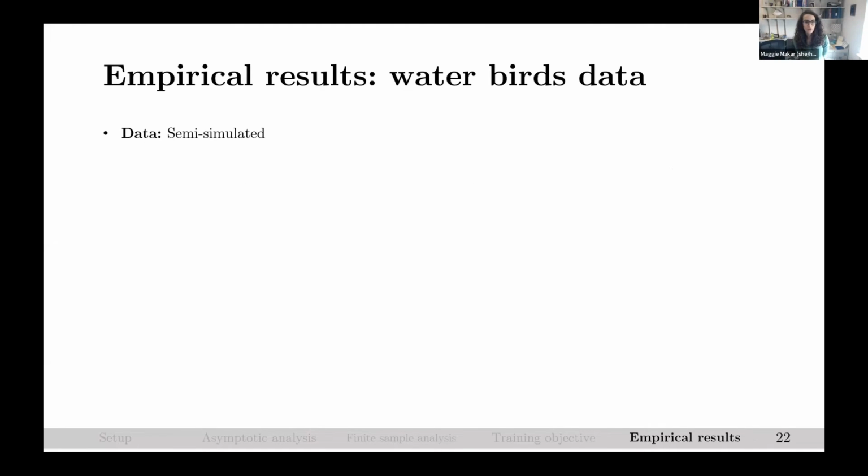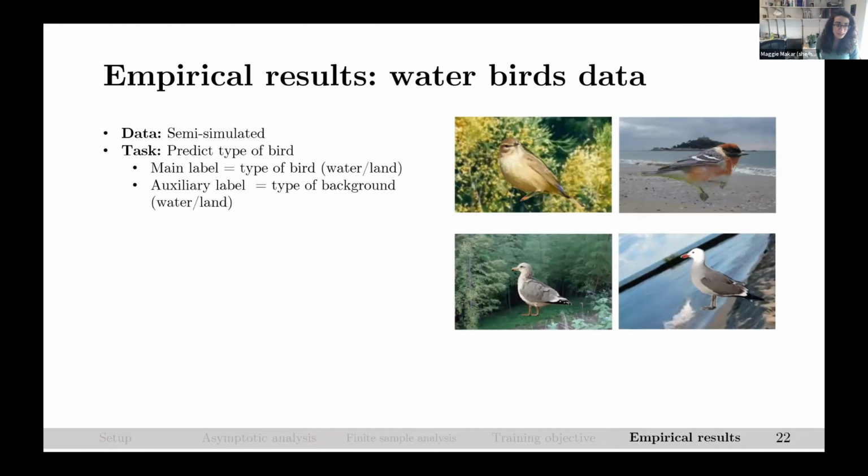Okay, so how does this translate into empirical results? We wanted a data set where we can control the correlation between Y and V at training and test time. So instead of using natural images, we used simulated data. Our task here is to predict whether the bird in the picture is a land or water bird. That's the main label. And the auxiliary label is the type of background, so it's either land or water.